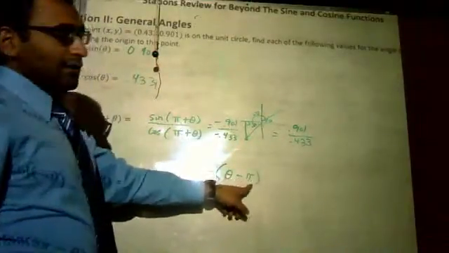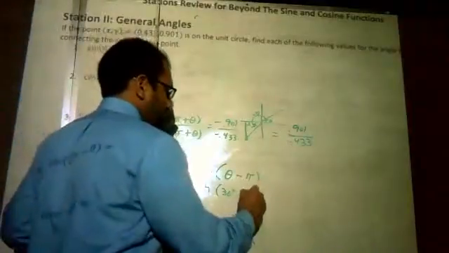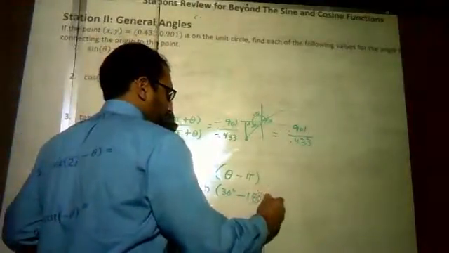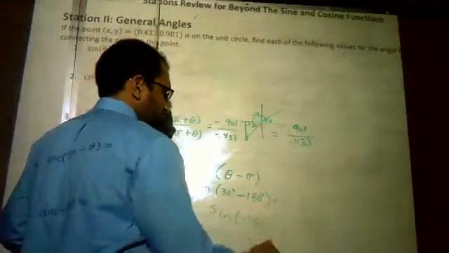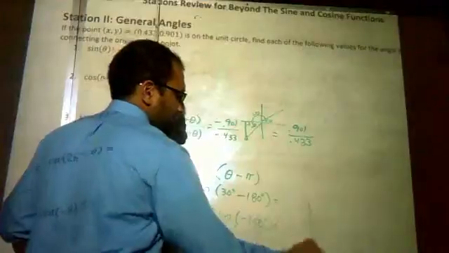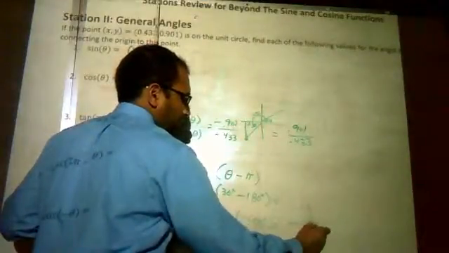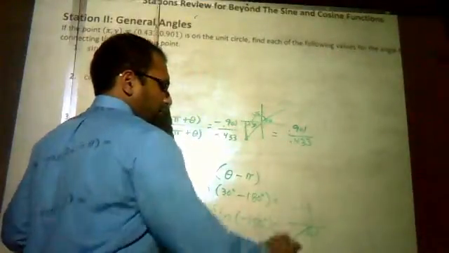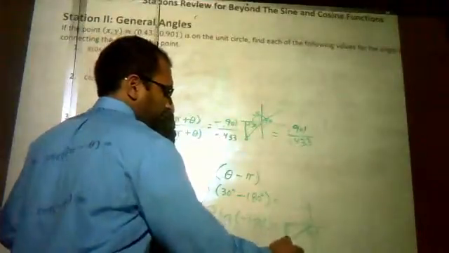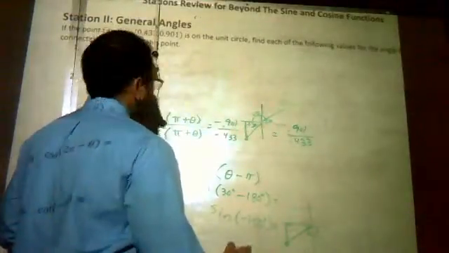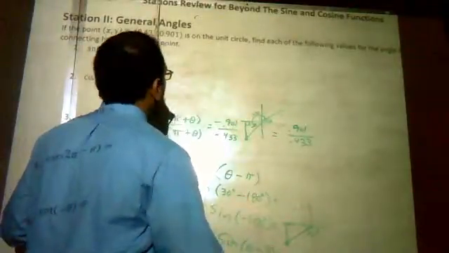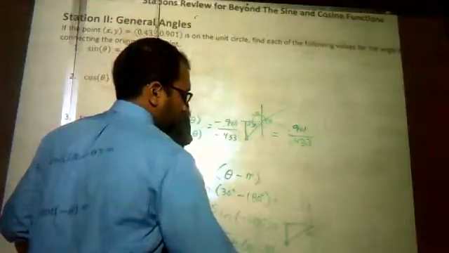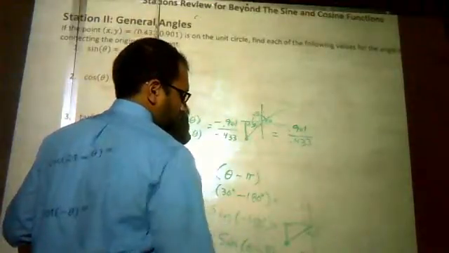If I subtract pi, which is 180 degrees, so minus 180 degrees, that's going to leave me with a sine of a negative 150 degrees. Sine of negative 150 degrees is going to land me in the third quadrant. What's my sine value here? Negative. So sine of theta minus pi is going to equal negative 0.901. That's just an example.